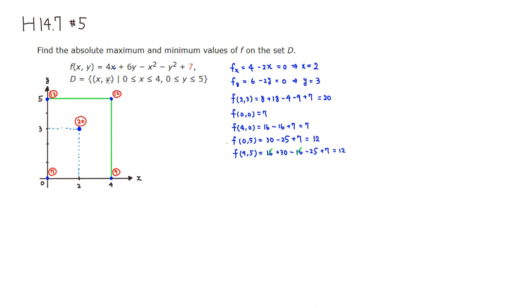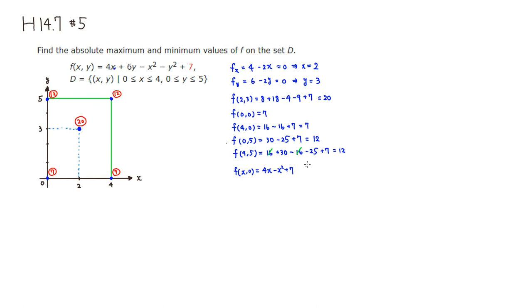All right, so let's look at the boundary on the x-axis. Since it's on the x-axis, we know that the y value is 0. So if you consider f of x comma 0, then y is 0, so all the y terms are gone. So you have 4x minus x squared, and you still have 7.